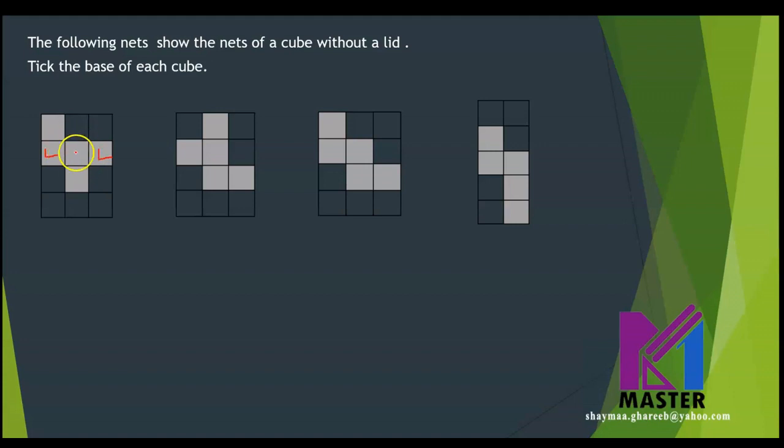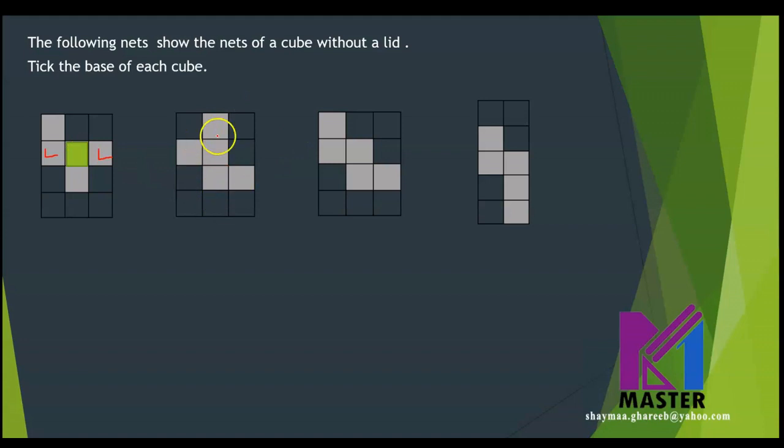Now look at this one. Could this one be opposite to this one? No. Why? Because they meet at a point. Could this one be opposite to this one? No, because they meet at an edge or a side. So this face has no opposite face, which means this is the base of this cube.